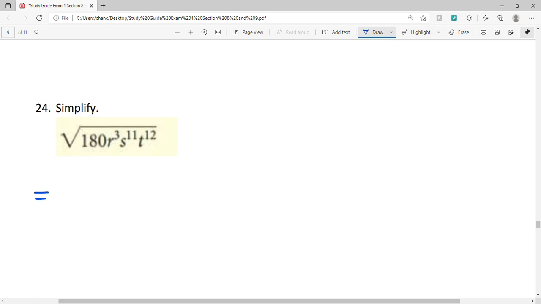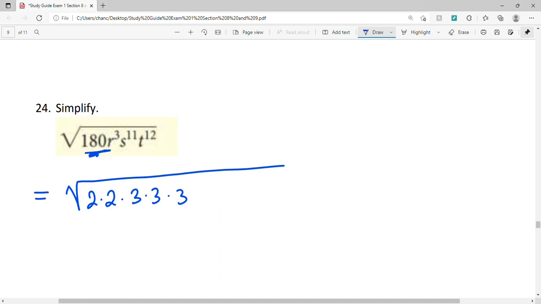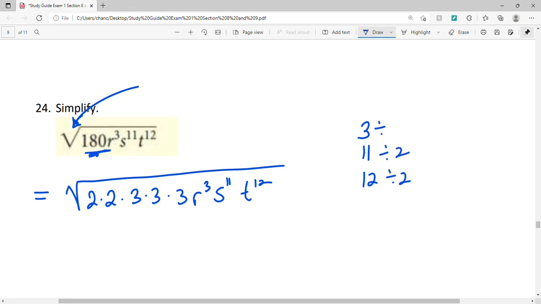For example 24, we'll do a similar strategy. We'll break down 108. 108 is 2 times 2 times 3 times 3 times 3. And then we'll write r cubed, s to the 11th, and t to the 12th. Since we're looking for the pairs, or groups of 2, since we're talking about a square root, we'll divide each of the exponents by 2. 3 divided by 2 is 1 remainder 1. 11 divided by 2 is 5 remainder 1. And 12 divided by 2 is equivalent to 6 remainder 0.